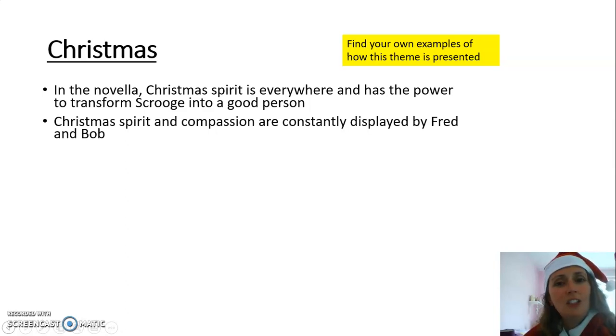Bob Cratchit has that childhood innocence and playful nature toward Christmas. When he runs out of Scrooge's office on Christmas Eve, he goes down the ice slide twenty times and then runs home as fast as he can to play blind man's buff. So it's showing the effect of Christmas spirit and how it can transform everybody.